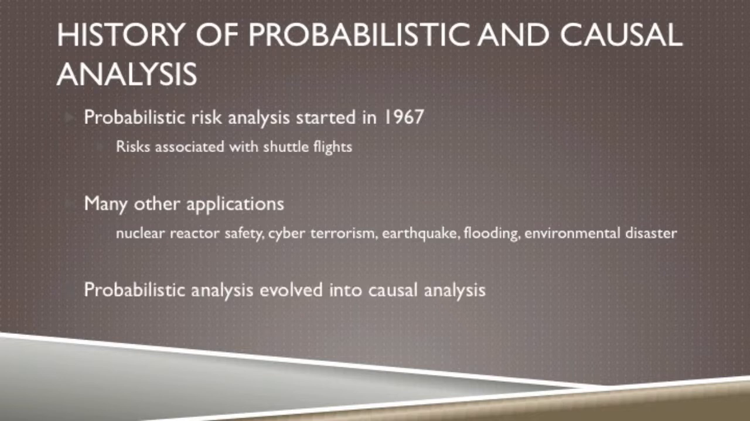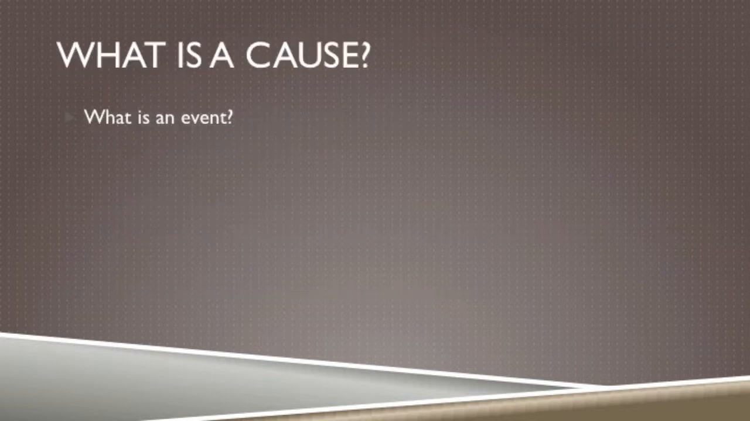Probabilistic analysis has evolved into causal analysis in recent decades. One of its earliest applications was to understand the impacts of environmental pollutants. The application of causal analysis to risk analysis is still rare. To apply causal analysis, we first need to understand what is a cause. To clarify what a cause is, we need to be clear about what an event is.